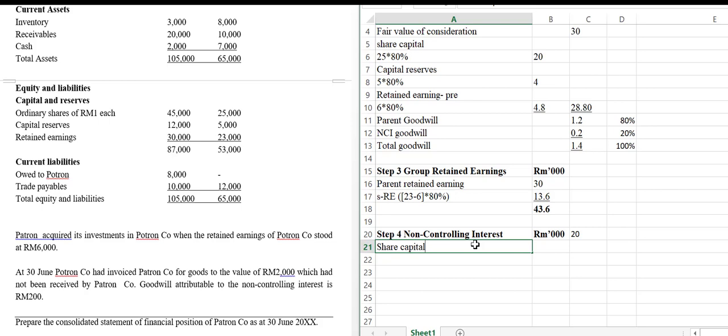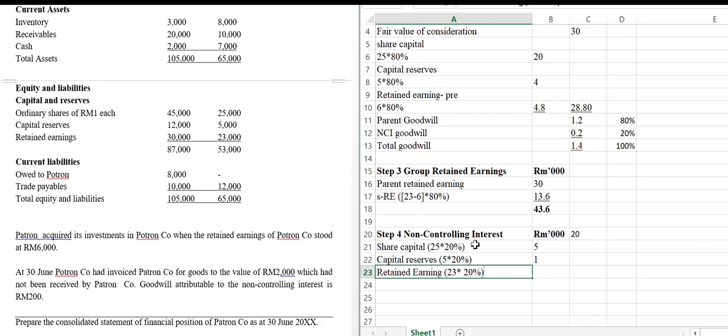Share capital, this is 25,000 times 20%. Okay, so you have 5,000. Next will be capital reserve, and it will be 5,000 times 20%. Okay, maybe 1,000. Then retained earnings, it will be 23,000 times 20%.